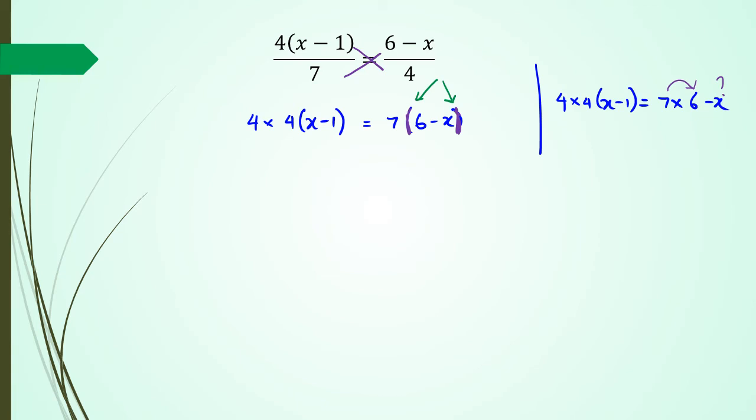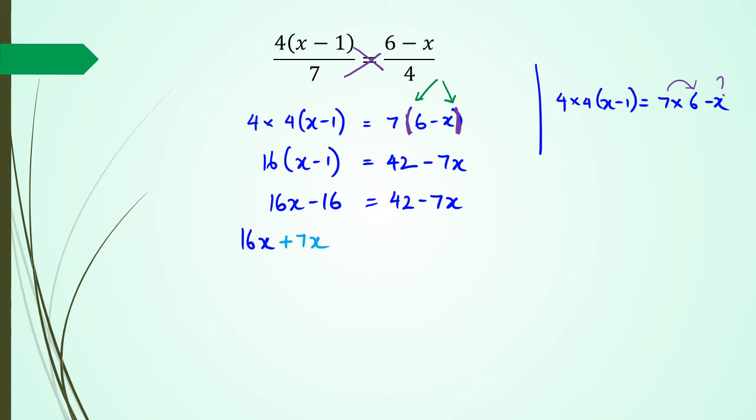Okay, so now let's expand this. We've got 4 times 4, which is 16, so that's going to be 16x minus 16 equals 7 times 6 is 42, and 7 times negative x is negative 7x. So 16x minus 16 equals 42 minus 7x. Rearranging this, we've got 16x, negative 7x when it comes to the left-hand side is plus 7x, equals 42, and minus 16 when it comes to the right-hand side is plus 16. When we simplify this, we have 23x is equal to 58, and so x is equal to 58 divided by 23. And that's my answer for this.